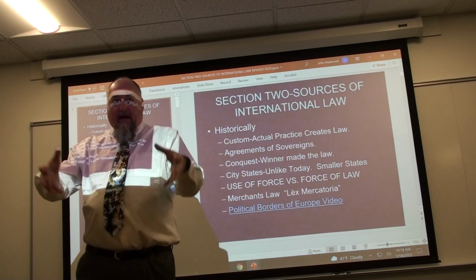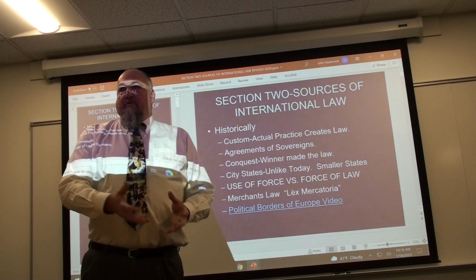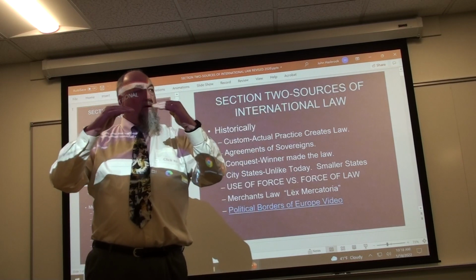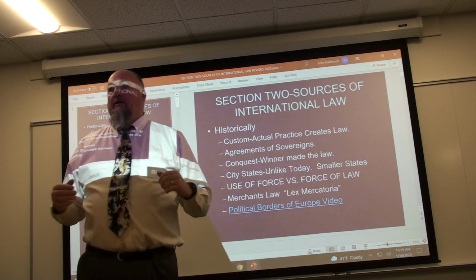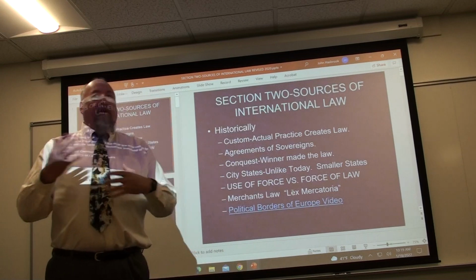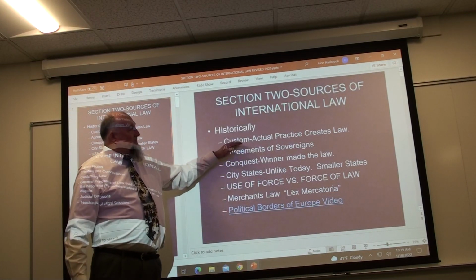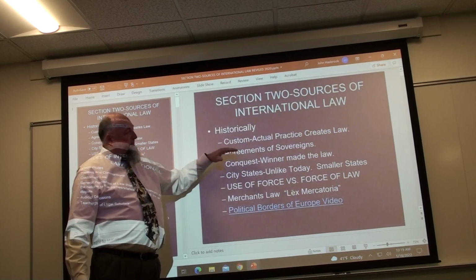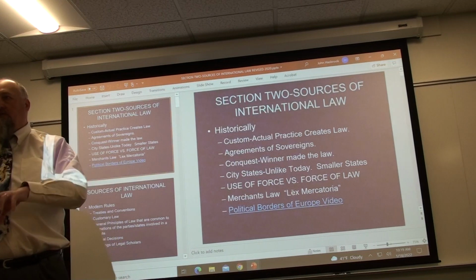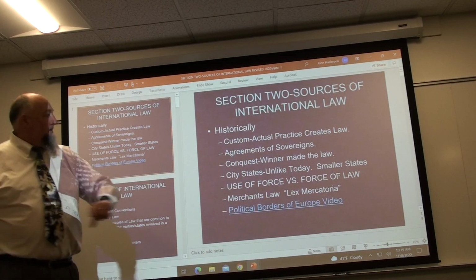Custom is what actually happens in the real world. That's the example I gave you of the coral reef, the example of two ships coming head on to each other, they both turn right, a 3-mile limit because that's how far a cannon could shoot, basic real world stuff. So from a historical standpoint, I would say that custom really was the primary, most important source of international law. And it still is true today in many respects, as you'll see.